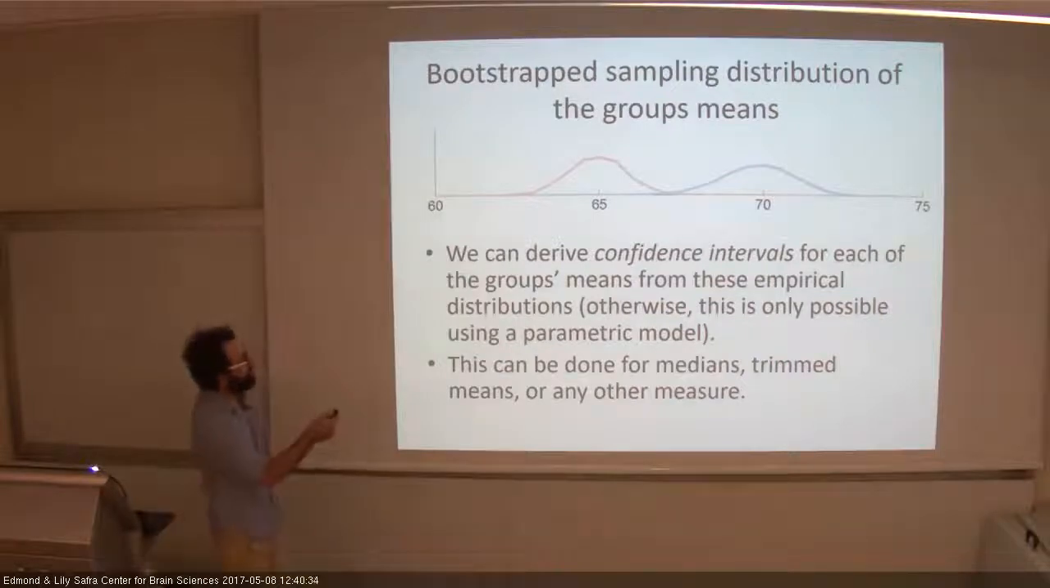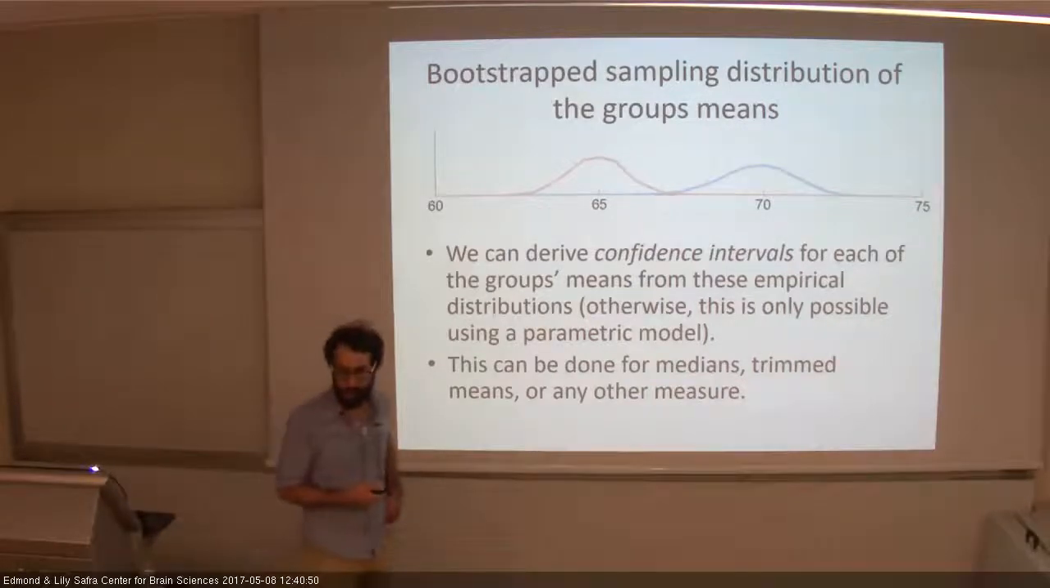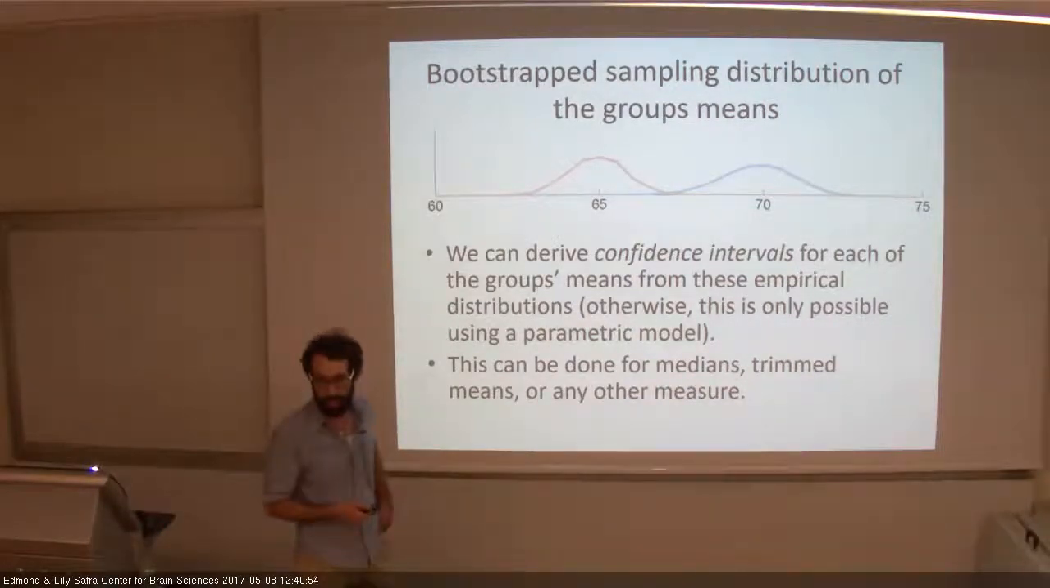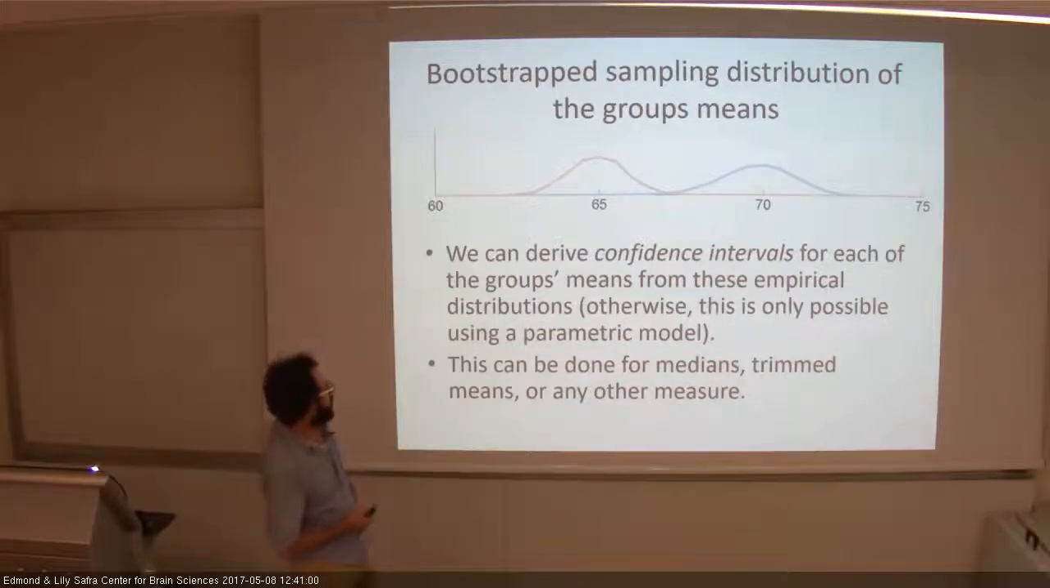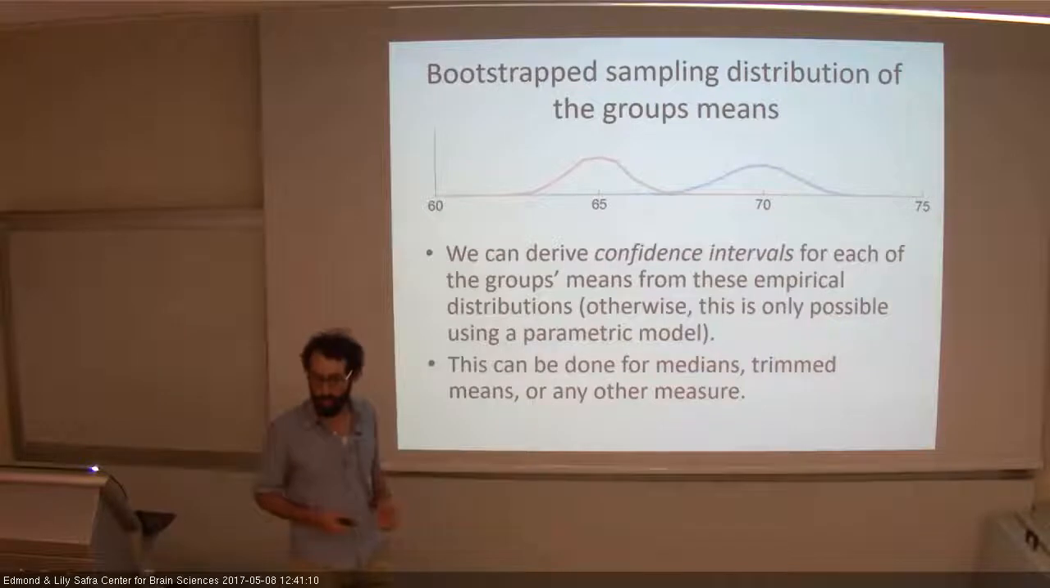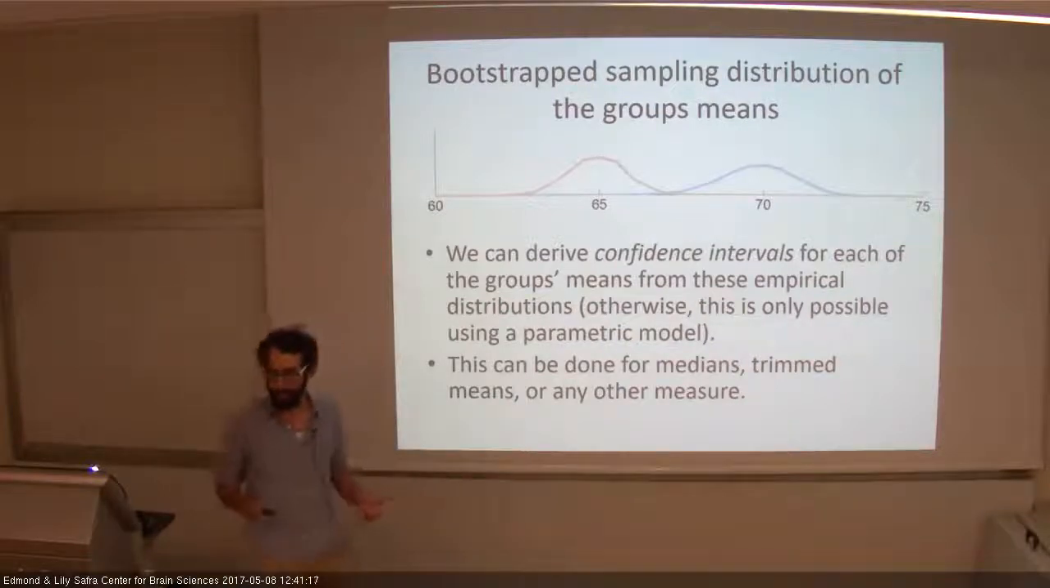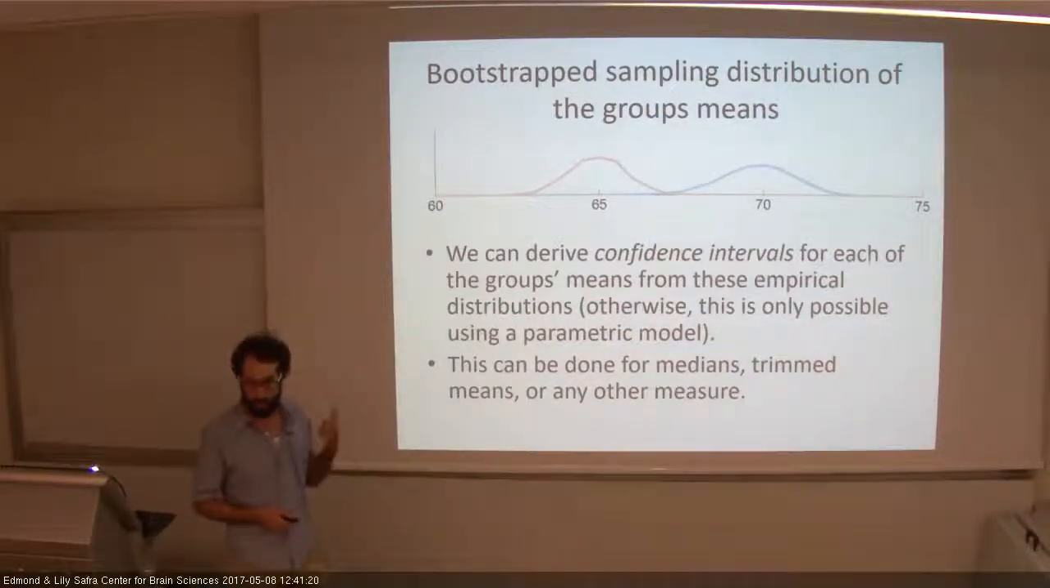So for this distribution, the sampling distribution of women, we can take the 2.5 percentile and 97.5 percentile, and this range would be a confidence interval for the height of women. And we can do that for any kind of statistic, and we can do that when normality doesn't hold. For example, trimmed means, in which you take the most extreme values and throw them away as outliers. So now you want to estimate your sampling variability or standard error. There's no parametric way to do that. The bootstrap can do that.